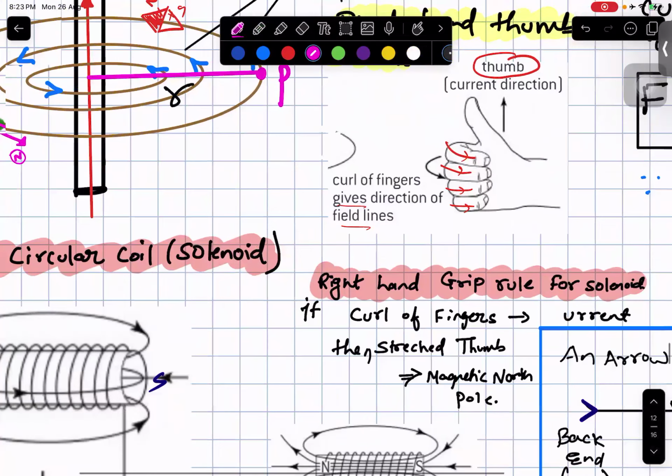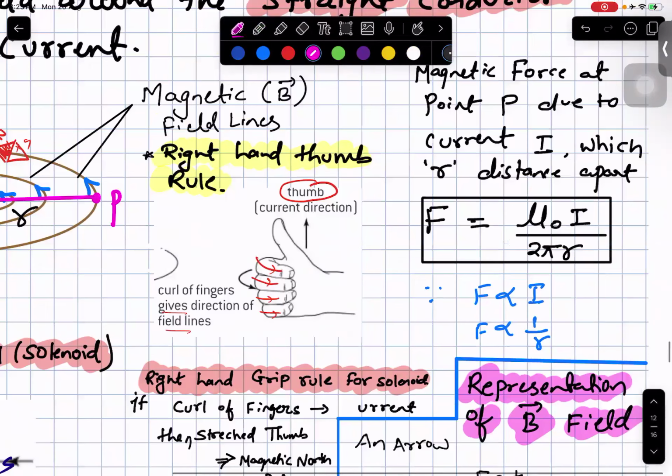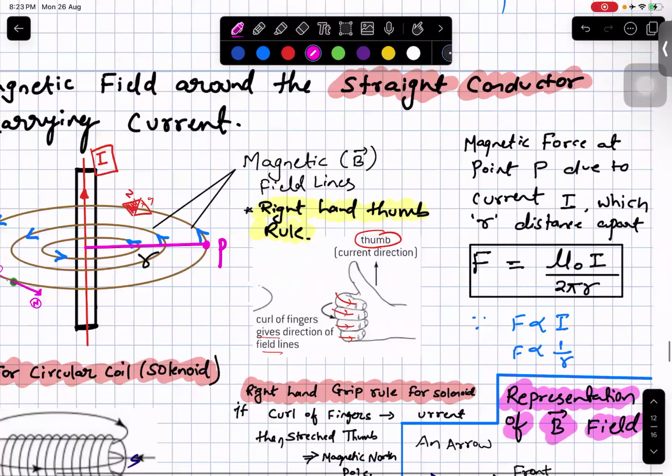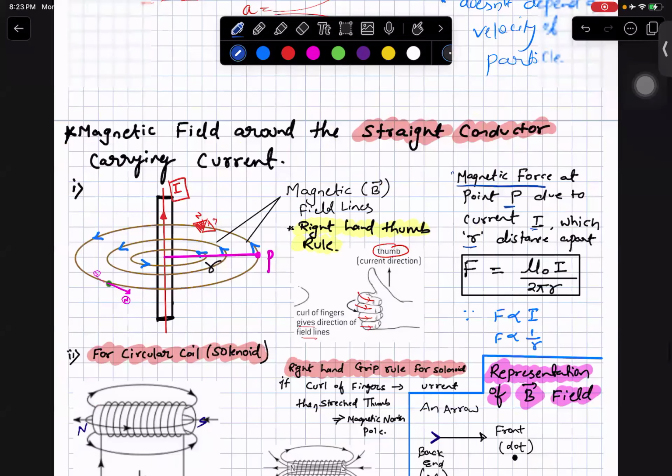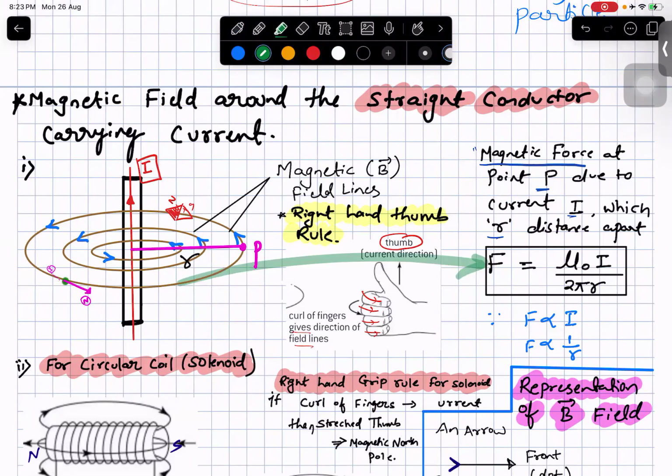Then we also need to understand this formula. This is called the magnetic field at a point P due to the current I at a distance R. Let's say the point P is over here, at R distance from the current. Its strength is directly proportional to I, which means the greater the current, the stronger the magnetic field will be, right? More current, stronger field.